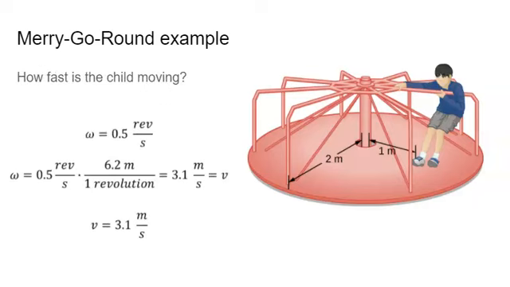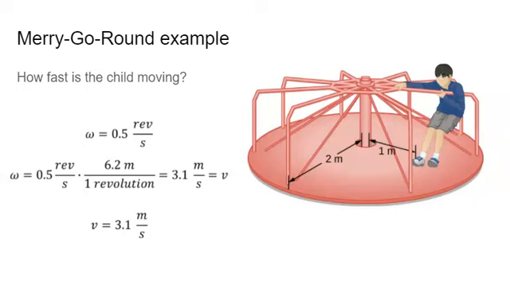So moving on, let's look at how fast the child's moving. We found an angular speed for the merry-go-round, 0.5 revolutions per second. To change this to tangential velocity, we need to know the distance the child travels in one full revolution. The circumference of a circle is 2 pi r, and the radius here is 1 meter. So the child travels 6.2 meters per revolution.